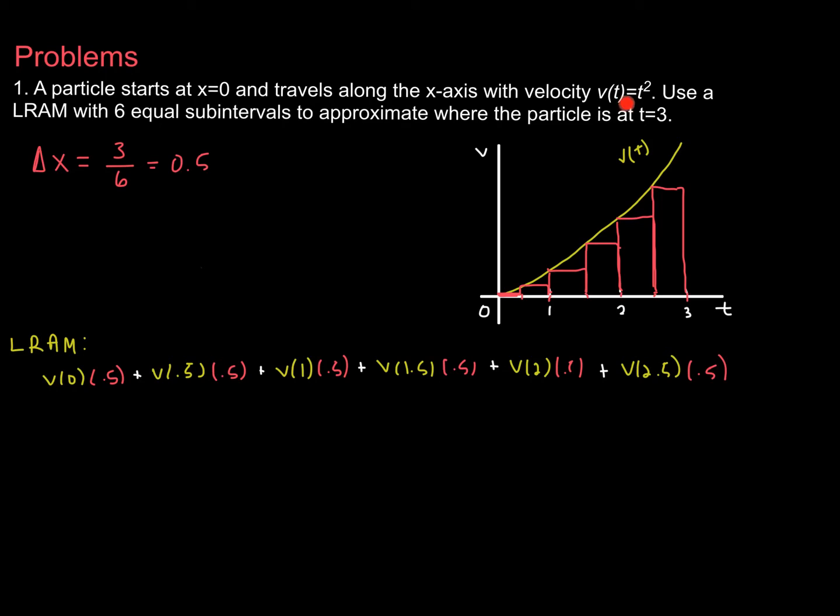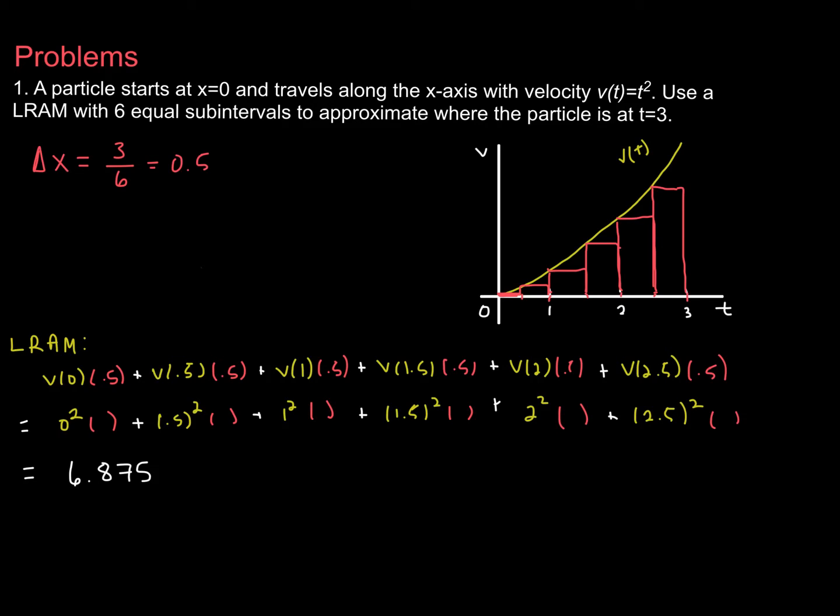So because my function tells me to square whatever the time is to get the velocity, I'm simply going to take the time and square it for each to find the value of each of my v of whatevers. So I'll go ahead and do that and then multiply to find the area of each and add them all together. So you can go ahead and do that now and check that your answer is correct. All right, so squaring all of these values and multiplying by 0.5 and then adding them all together gives me 6.875.